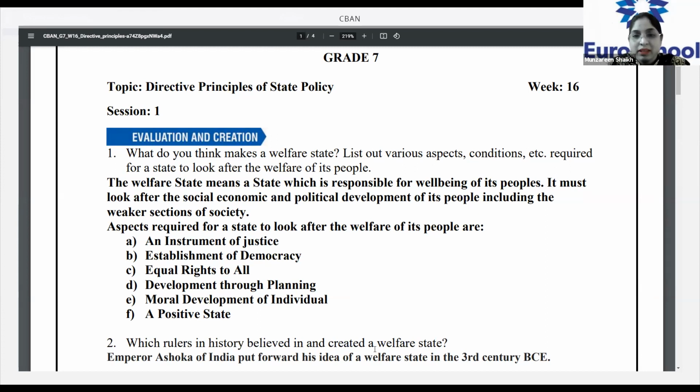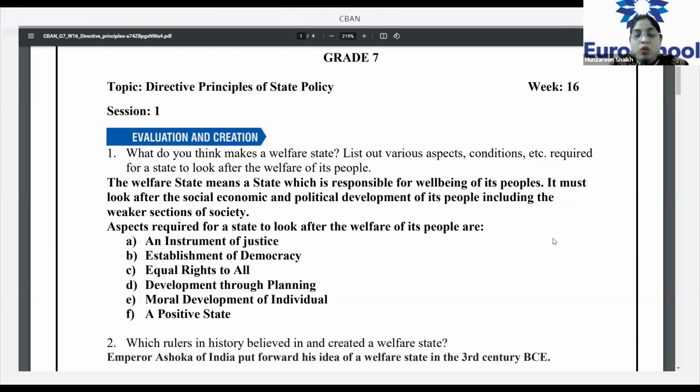Now the state, welfare state means what? It is the state which is responsible for the well-being of the people. Okay, this particular state looks after the development in terms of social, economical and political aspect of the people. Okay, it also makes sure that the weaker section of the society is not left out. They are also involved and they also get the benefit, okay, for the well-being of each and every people living in the state, whether it is in terms of social, economic or political.